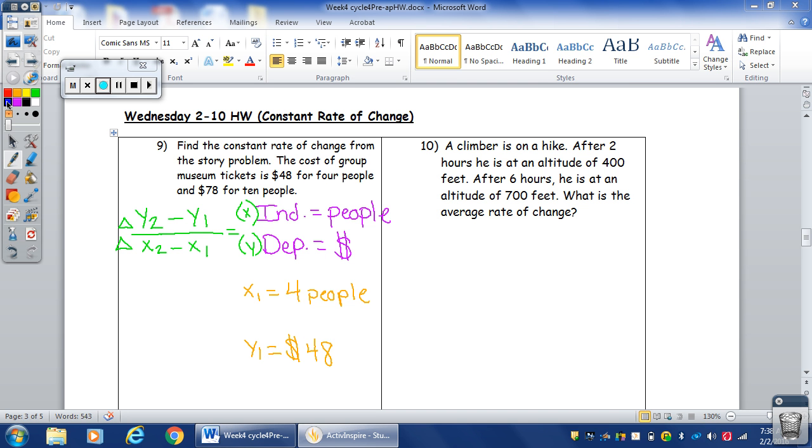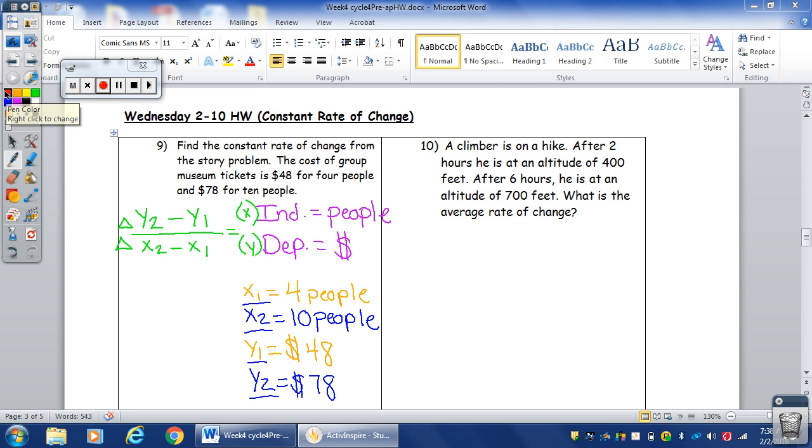Okay, now let's look at x2 and y2. So x2 then would be 10 people. And then y2 would be represented by $78. Alright, now that I have each part labeled, I'm going to go ahead and plug these numbers into my formula.